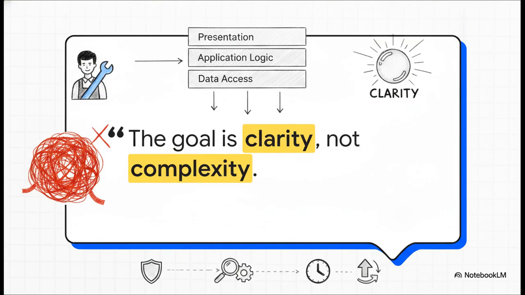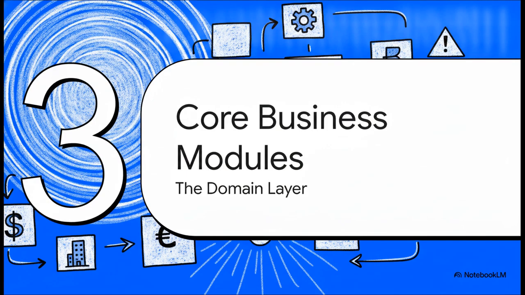And this really hits the nail on the head. The ultimate philosophy here is simple. The goal is clarity, not complexity. Layering shouldn't just be this excessive, bureaucratic red tape that slows your developers down. Not at all. It's there to make the system easier to test, easier to maintain, easier to secure, and much easier to evolve over the next 5, 10, or even 20 years. Which brings us to part three, core business and modules.